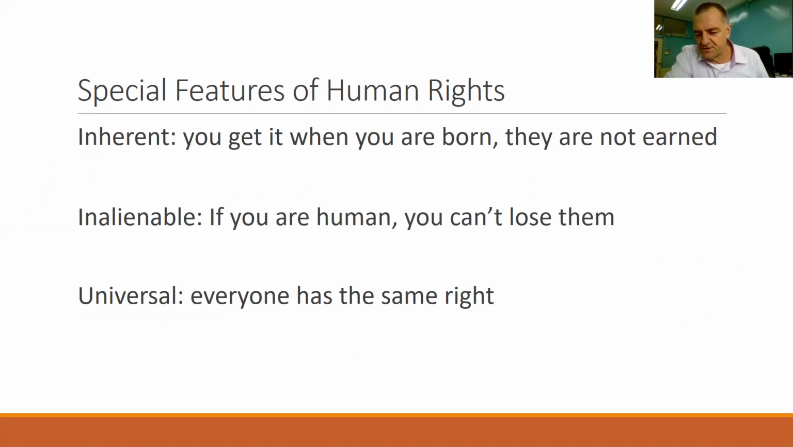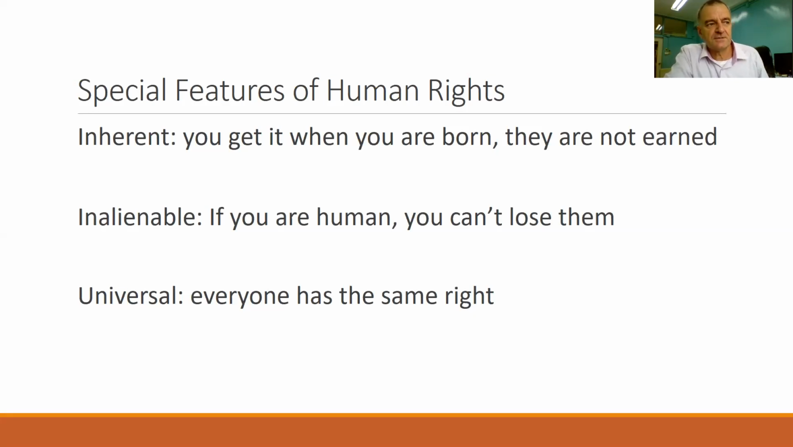So human rights are different to, say, citizens' rights or consumer rights or student rights or whatever other type of rights, because they have these 3 unique features. One is that human rights are inherent. You get them when you're born. You don't have to do anything to earn them. You always already have human rights, even if you don't know it. So you're a small baby, you're a 2-year-old baby, you have human rights whether you know it or not.